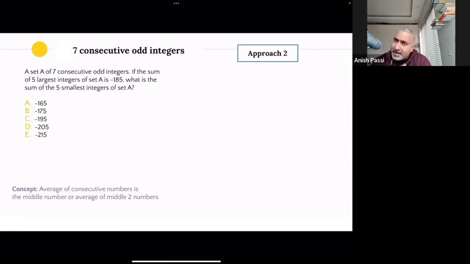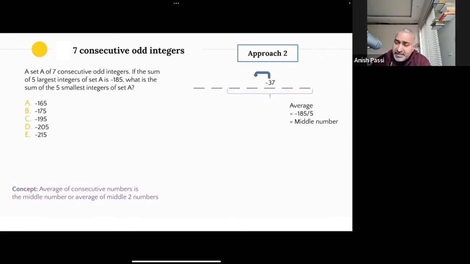How does that help me here? Well, the average and the sum are related, right? So for the 5 largest numbers, I'm given that the sum is negative 185. So the average would be that divided by 5. The average for these 5 numbers would also be the middle number. These are consecutive numbers. That tells me that the middle number of the largest 5 is negative 37. Since these are negative numbers, I'll be very, very careful. As I go to the left, the numbers will keep getting smaller.